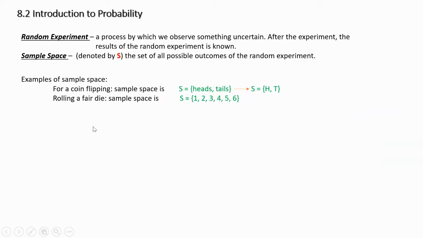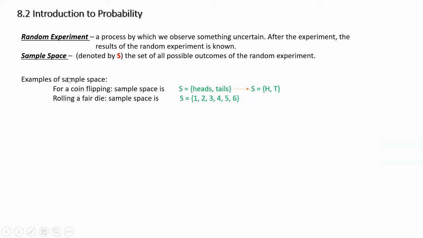Okay, first of all, this is from section 8.2, Introduction to Probabilities. We need to know some of the vocabulary so we can know what they're asking for. For example, a random experiment is a process by which we observe something uncertain. After the experiment, the result of the random experiment is known. The sample space is denoted by S. S means sample space, the set of all possible outcomes of a random experiment.